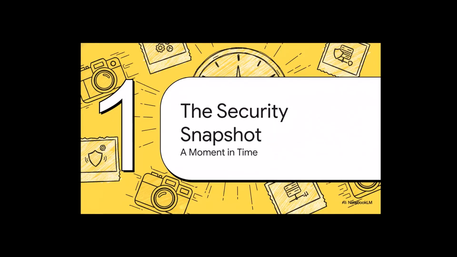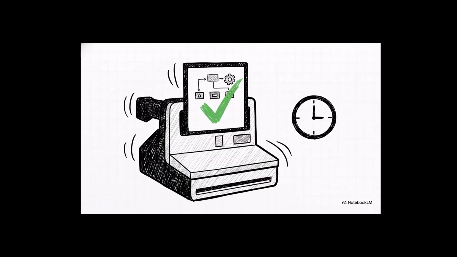So to really get a handle on this, we need to understand the way we've traditionally thought about security. And we can call that model the security snapshot. Think about it like this. Every static analysis scan, every dependency check you run in your pipeline, it's like taking a photograph. It gives you a perfect, crystal clear picture of your security posture at that one single frozen moment in time.